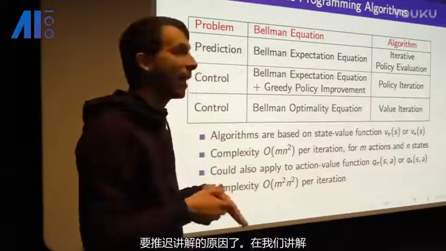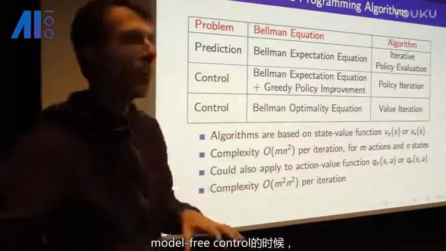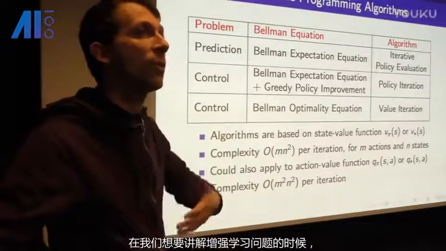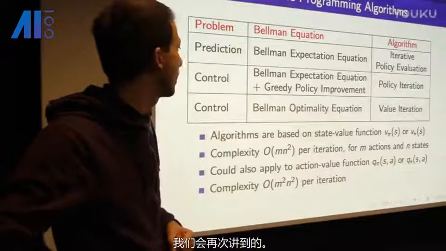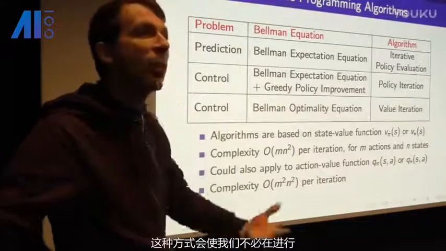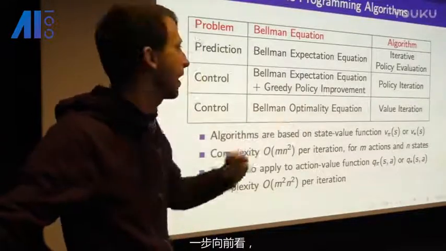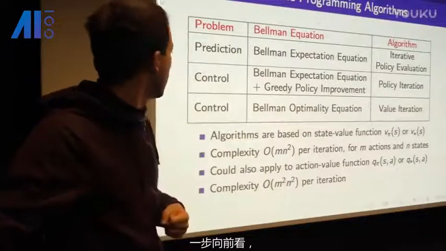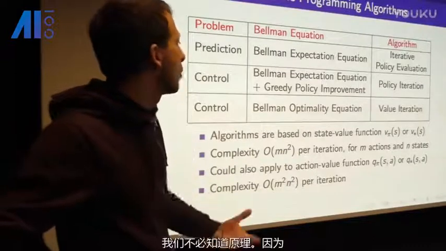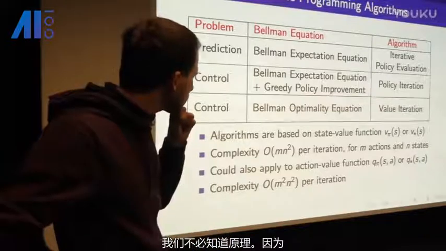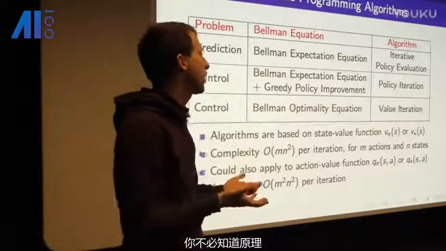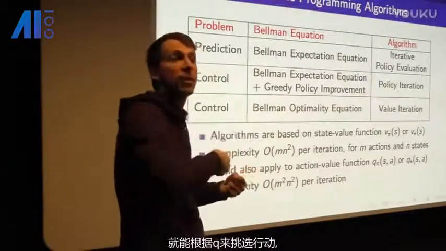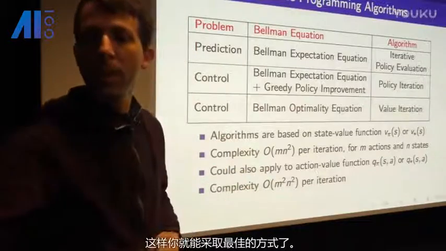But there are very good reasons to do this later, which we'll come back to, when we want to do model-free control, when we want to do the full reinforcement learning problem. Q lets us get away from having to do a one-step look ahead. It helps us avoid knowing the dynamics, because you can pick actions just by looking at Q. You don't need to look at the dynamics for one step and then pick the best thing.